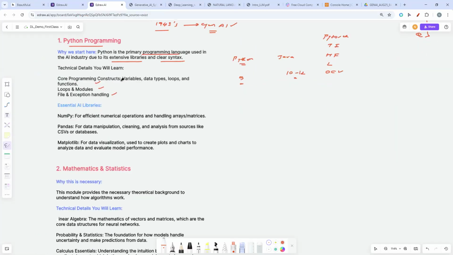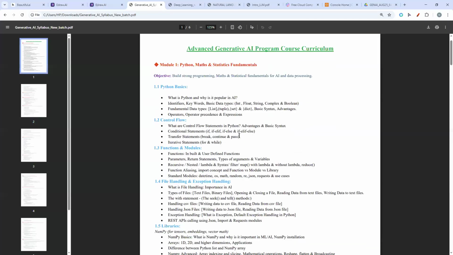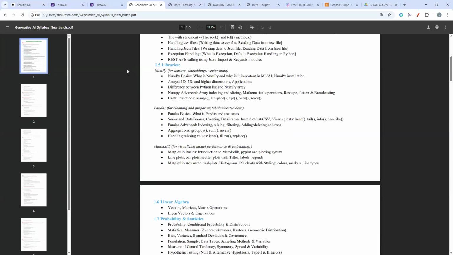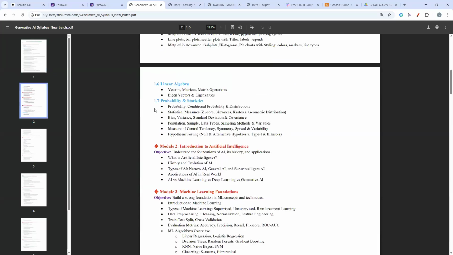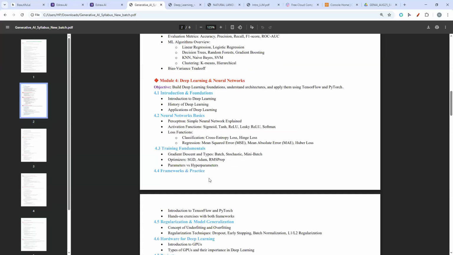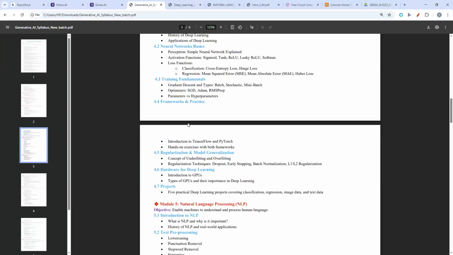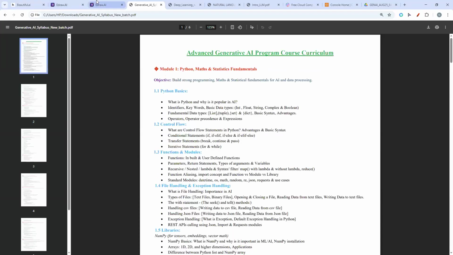Yes, so Python and the essential AI libraries we have discussed. NumPy, Pandas, Matplotlib, all these libraries you are going to learn in our course as well. And in deep learning, you'll find the TensorFlow framework, PyTorch, and all. So slowly we will learn things.